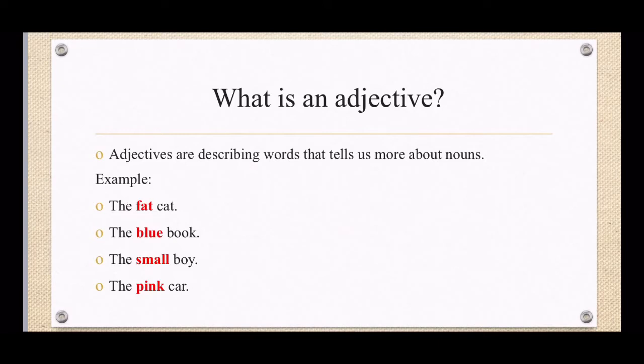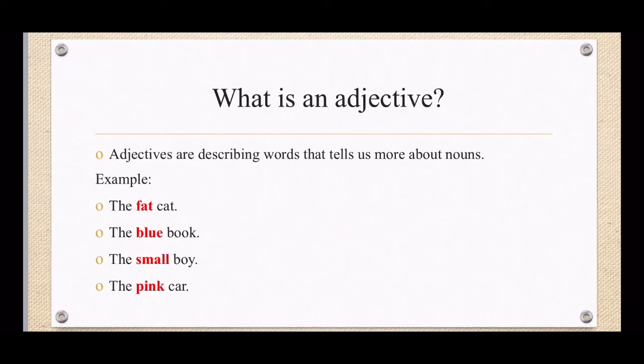As you can see, the letters that are highlighted red, that is the adjective. And the words that come after it are our nouns, right? So the fat cat, so fat is the adjective because it's describing how the cat looks, right? And the cat is our noun.